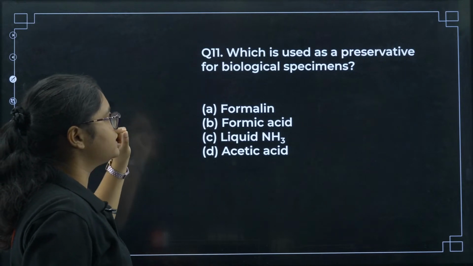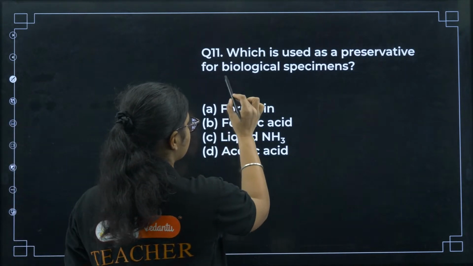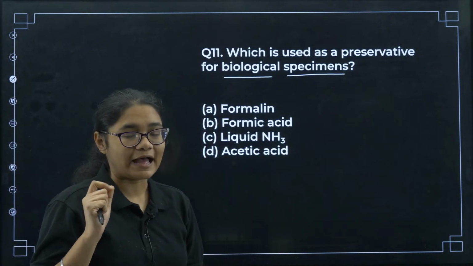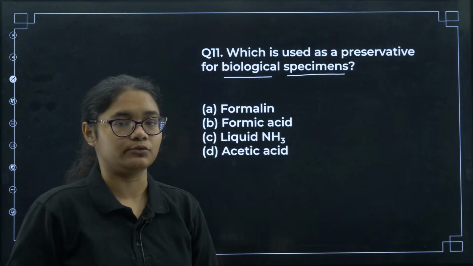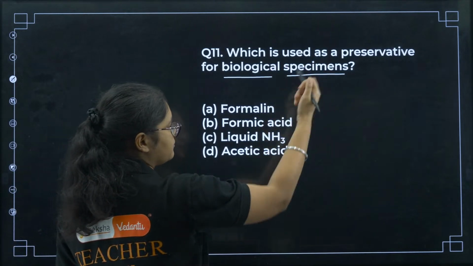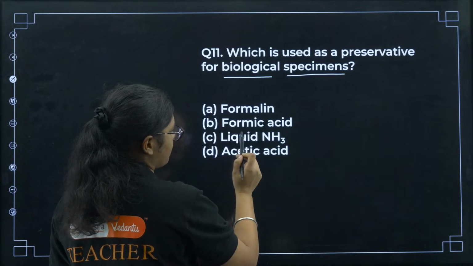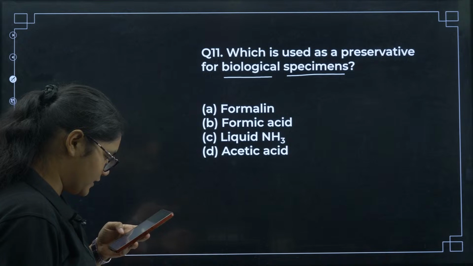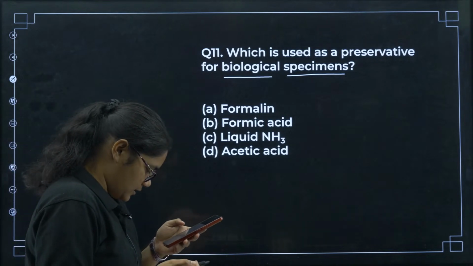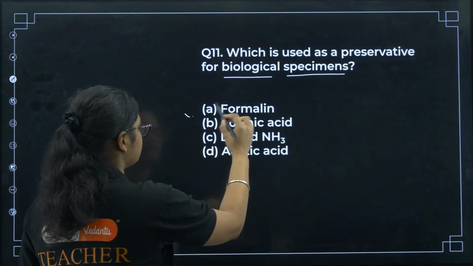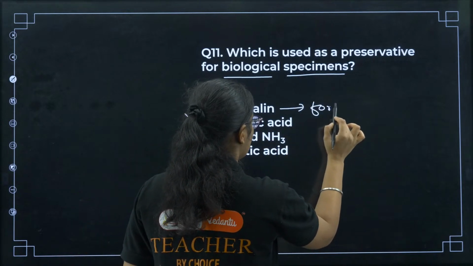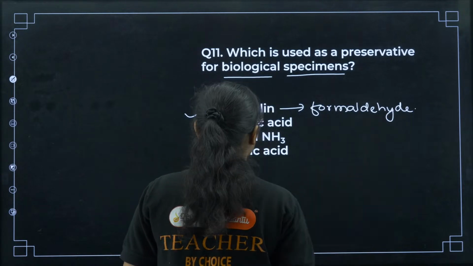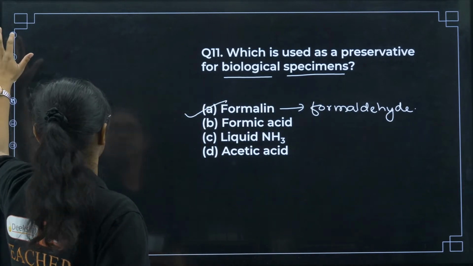Next, 11th, which is used as a preservative for biological specimens. This is a very important question. It is there in the application part of aldehydes and ketones. So biological specimen, to preserve it, what do we use? Formalin, formic acid, liquid ammonia or acetic acid. Very direct and easy question, this one. Yes, Pradeep is correct. Formalin. Formalin is nothing but formaldehyde. So it is used to keep the biological specimens preserved.